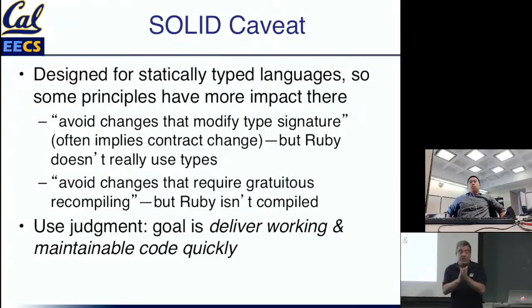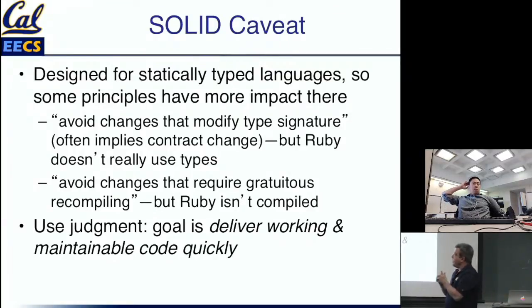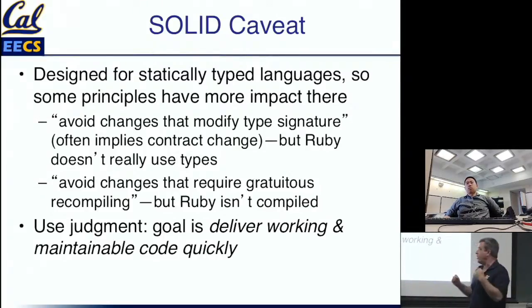Most of the SOLID stuff actually came out originally from statically typed languages. And there are some principles that have more impact there, because in a statically typed language, when you modify the type signature of something, potentially you have a ripple effect on all the things that it depends on. So if there's some file that's part of a library and a bunch of other projects depend on that library, a change to that file that modifies type signatures implies that the library has to be re-released. Everybody who is depending on it has to relink to the new library version. So things that require recompiling or change the type signature, those are not problems that arise in Ruby.